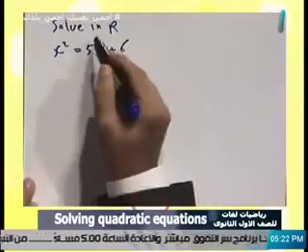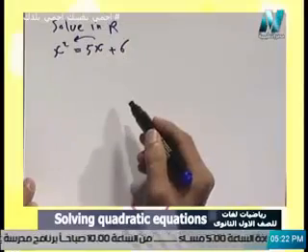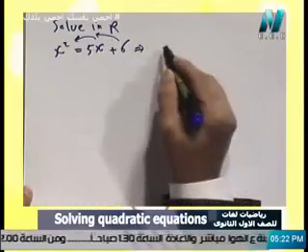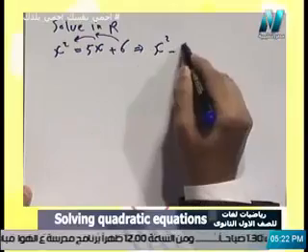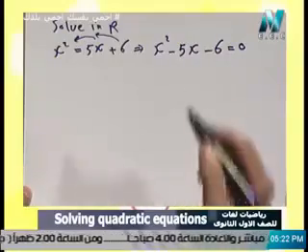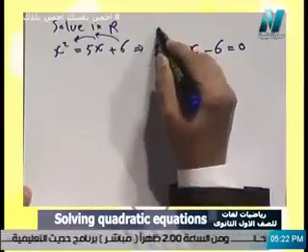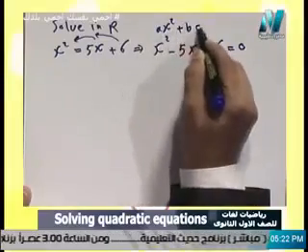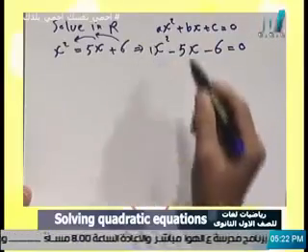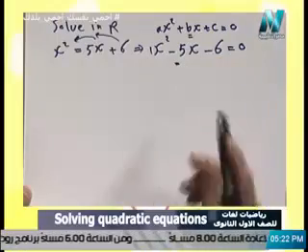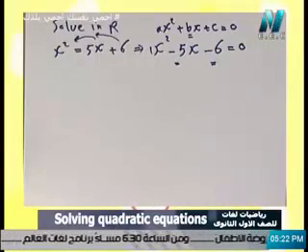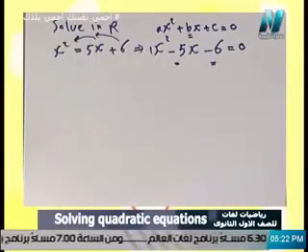We will transfer 5x to be negative 5x on the other side, and 6 to be negative 6 on the other side. So we can write it in the form x^2 minus 5x minus 6 equals 0. We have this equation in the form ax^2 plus bx plus c equals 0. So a equals 1, b equals negative 5, and c equals negative 6. Okay? We have two methods to solve this equation.